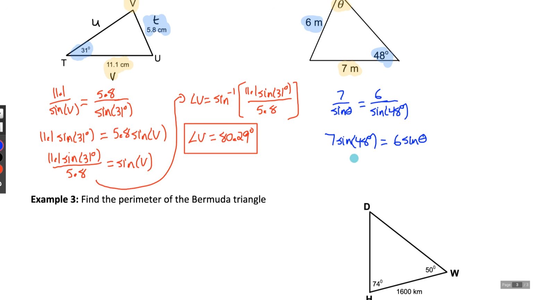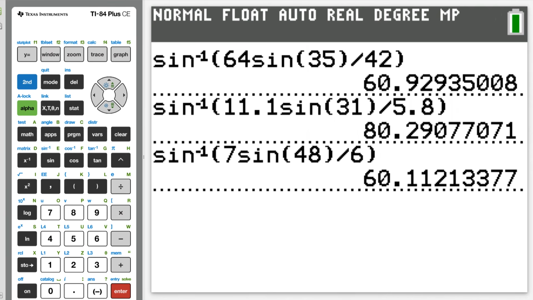And I'll isolate sine theta by dividing the 6 over. And then I'll calculate the angle that has this ratio by doing inverse sine of that ratio. Inverse sine of 7 sine 48 over 6. I get about 60.11 degrees.